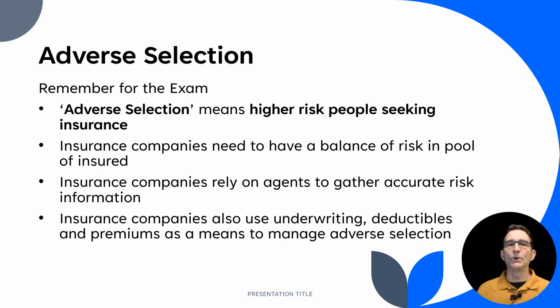So just to recap, what do you have to remember about this for the exam? Remember, first and foremost, adverse selection means higher risk people seeking insurance. Very simply, that's what it is, in a nutshell. Also, insurance companies need to have a balance of risk in the pool of insured. So that's their goal. And companies are relying on you as insurance agents to gather accurate risk information to help them make valid estimations of what their costs and risks are going to be if they take on a specific client.